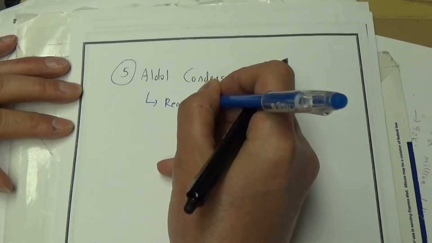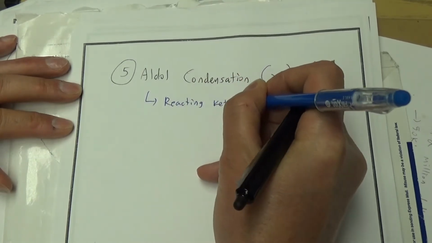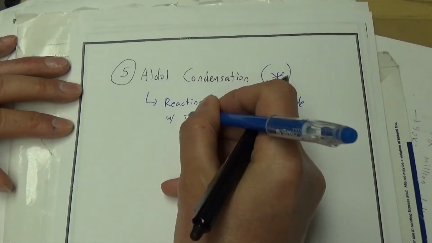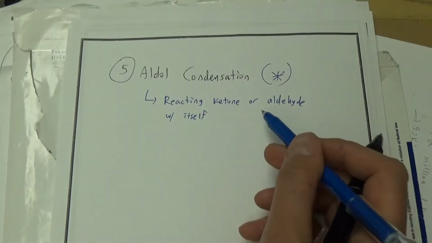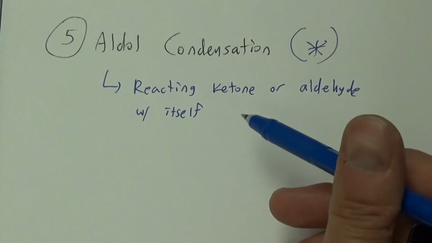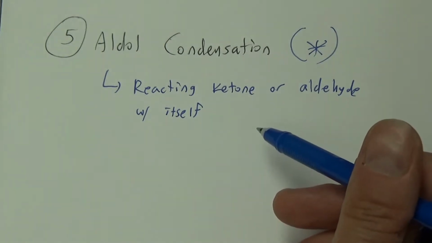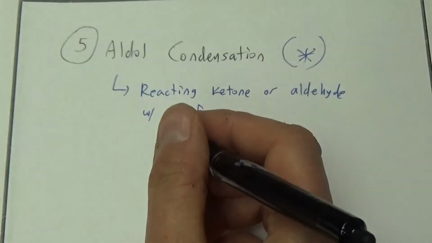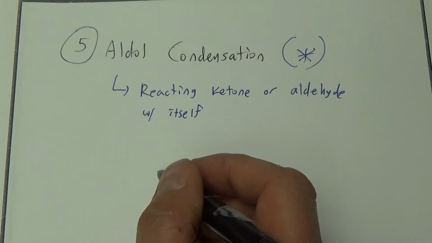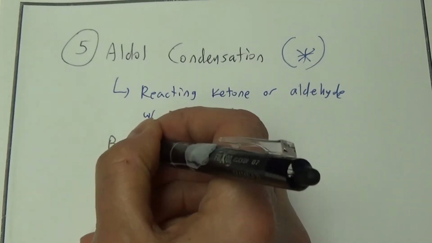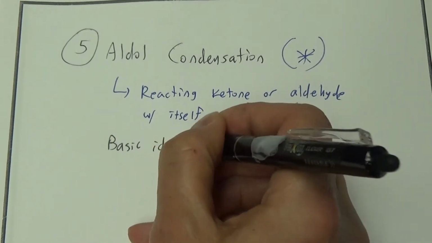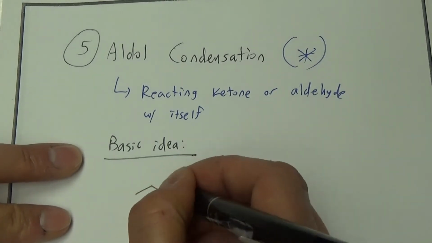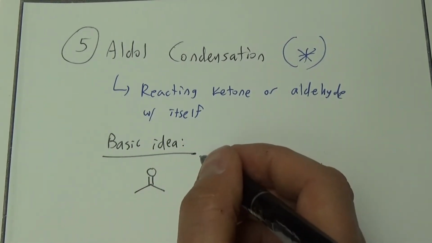Reacting a ketone or aldehyde with itself. And it kind of doubles the size of it, or if we have a 3-carbon thing, it becomes 6 carbons or something like that. Let's show a basic idea, and then we're going to go through some of the different variations of it. So the basic idea of the Aldol condensation is, if I take acetone, I can demonstrate this.